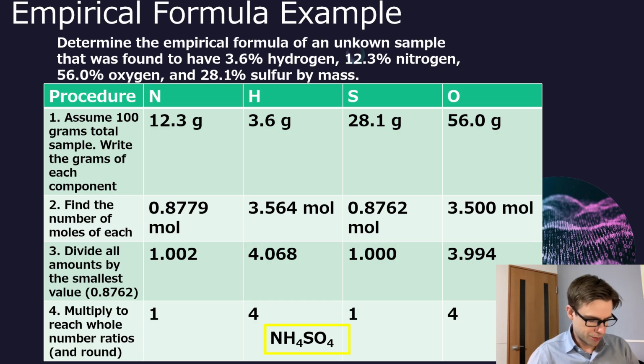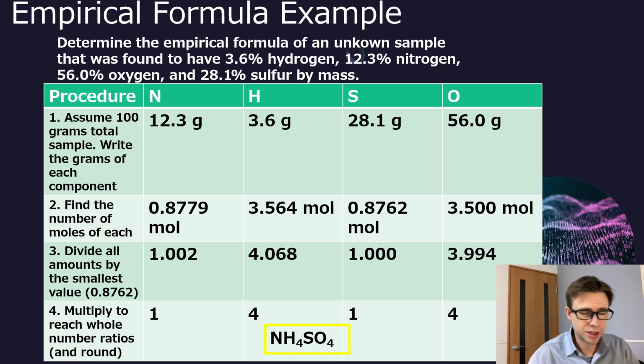So for nitrogen then, 12.3%, we're going to have 12.3 grams, hydrogen 3.6 grams, sulfur 28.1 grams, and oxygen 56.0 grams. All right, next, step 2, convert all of those into moles immediately. So it's mass divided by molar mass. So mass divided by molar mass for nitrogen.